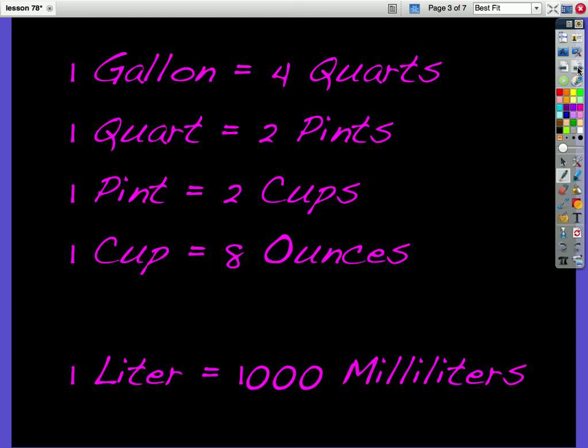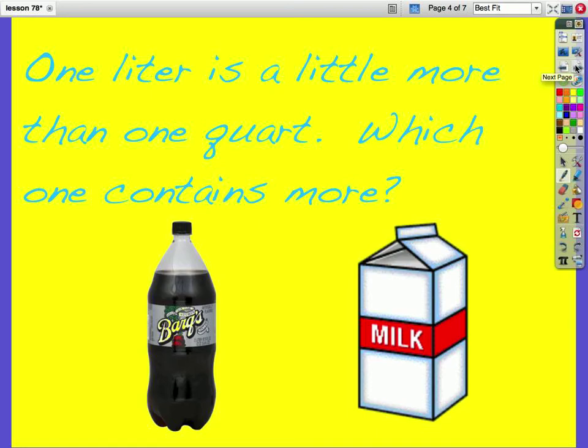So you don't have to write this down. It might be helpful for you to write down, so that you can use it with your homework for a while until you get the hang of it.